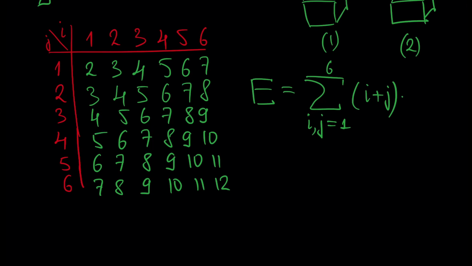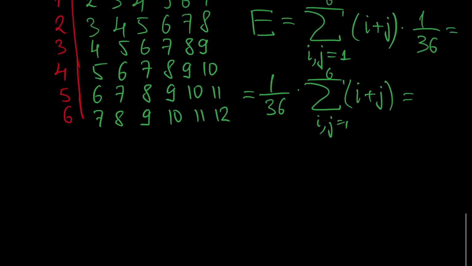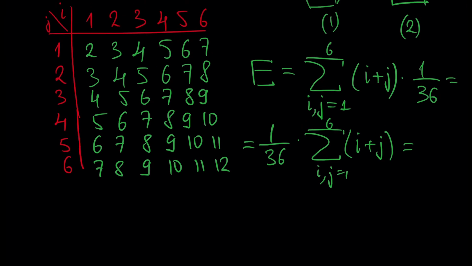And we have 1 over 36, and we have to just calculate this sum. Let's do it. Of course, this number 1 over 36 can be taken out of the summation, and we have 1 over 36 times, let's rewrite our sum. What is the sum of i plus j when i and j go from 1 to 6?